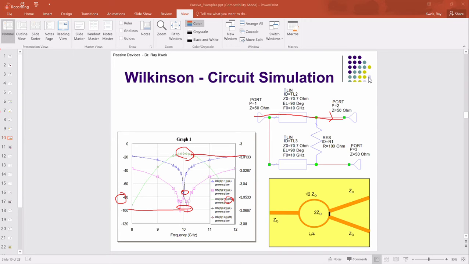So this is one of the most common power dividers people use. Other than waveguide, people don't do this in waveguide. On printed circuit, this is one of the most popular. Coaxial cables, yeah, some people still build this in coaxial.